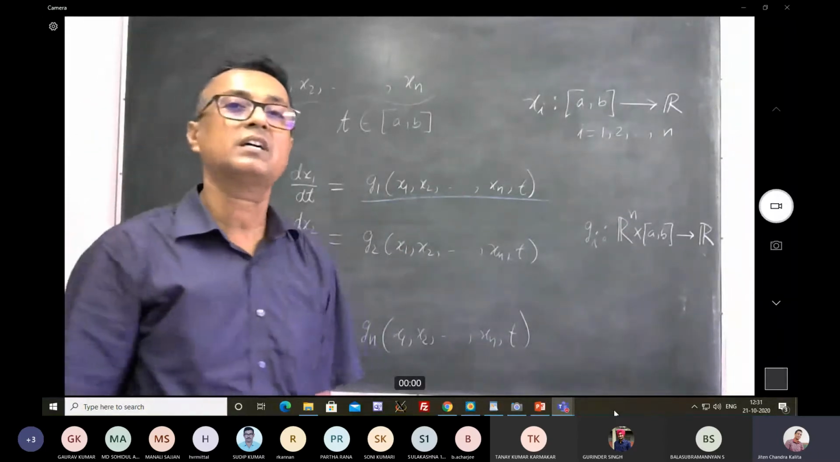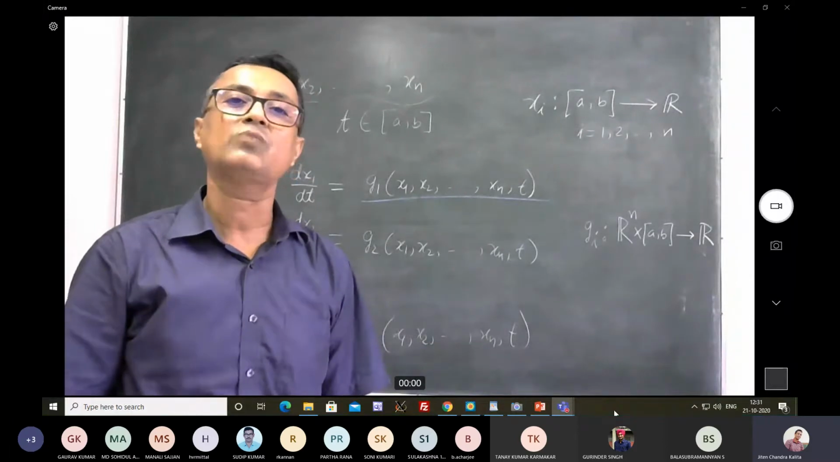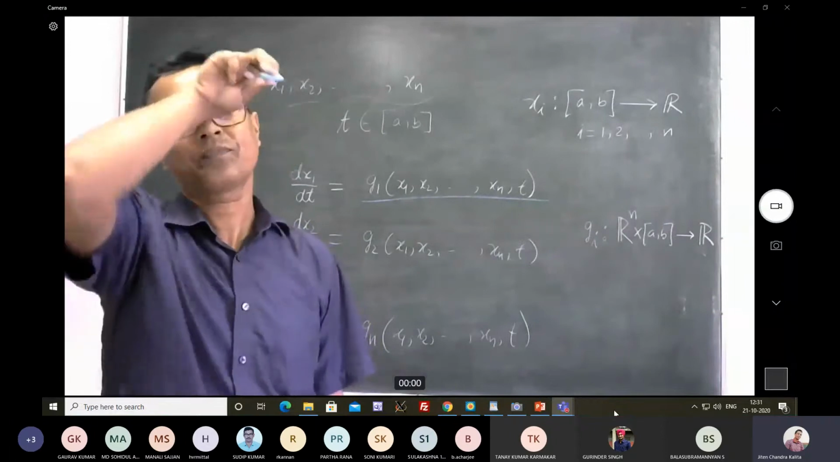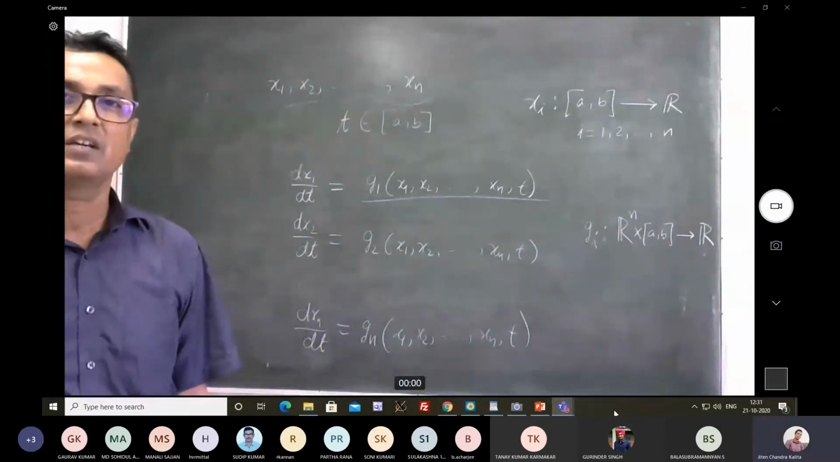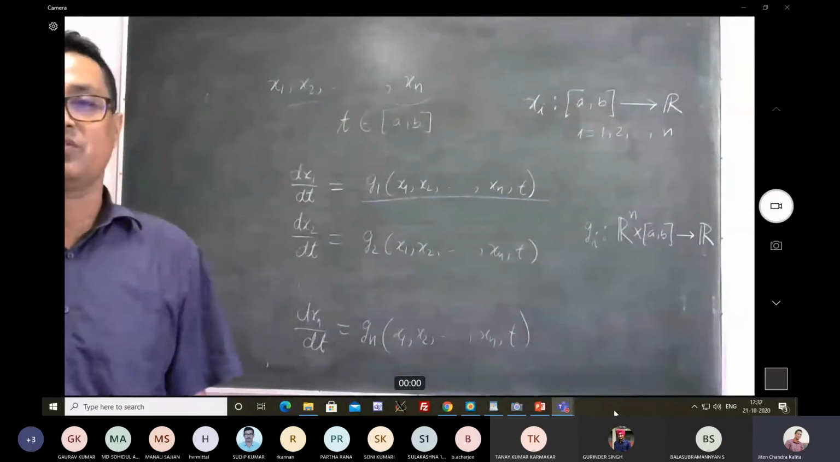Because here the dependent variables are x1, x2 up to xn, right? And you know that they may appear nonlinearly, so that is going to make this system of equations a system of nonlinear equations.